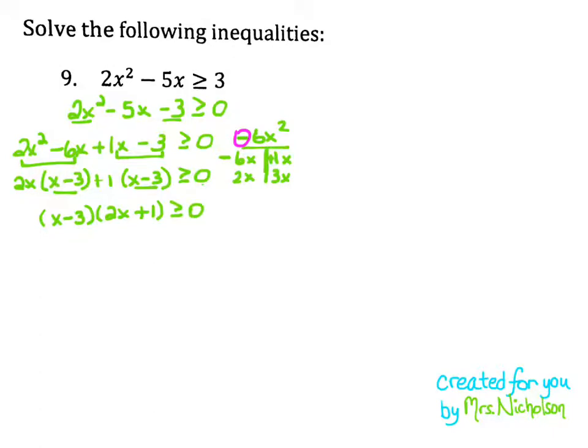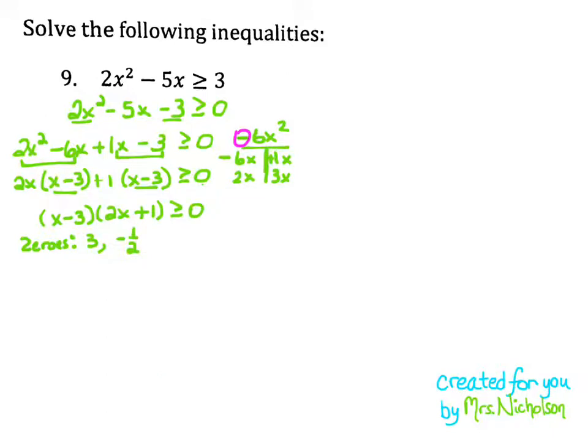Now I want to know when this is going to be greater than 0. I know that this is going to be equal to 0 at positive 3, because 3 would make x minus 3 be 0. And then my other 0 would be negative 1/2. Negative 1/2 would make the 2x plus 1 equal to 0.